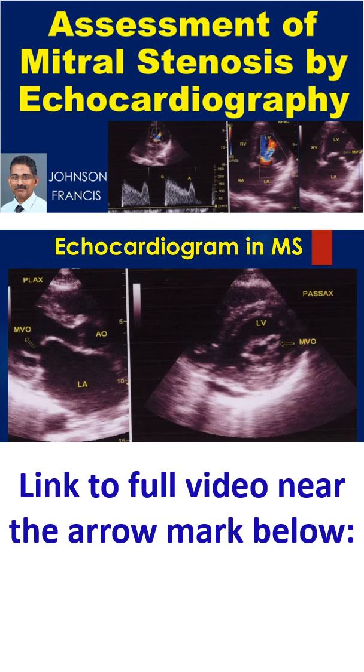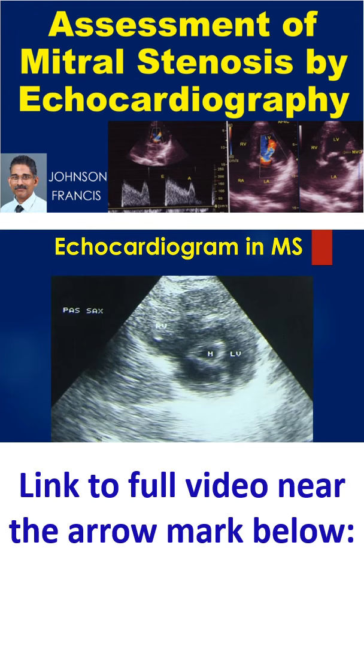Associated tricuspid regurgitation, if present, can be seen on apical four-chamber view, which will also help in estimating the right ventricular systolic pressure from the TR gradient. Parasternal short axis view in mitral stenosis showing the fish mouth appearance of the mitral orifice in cross section.